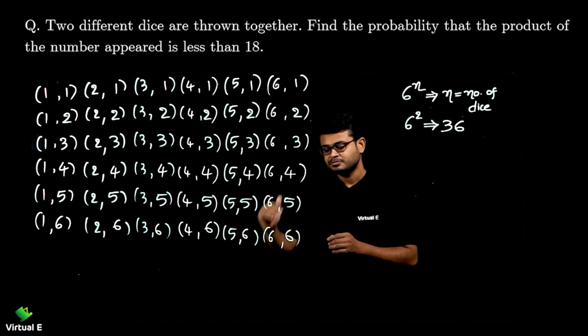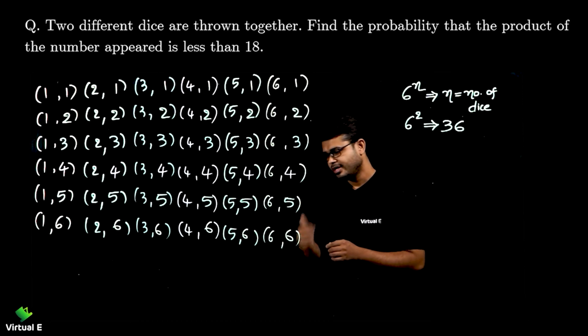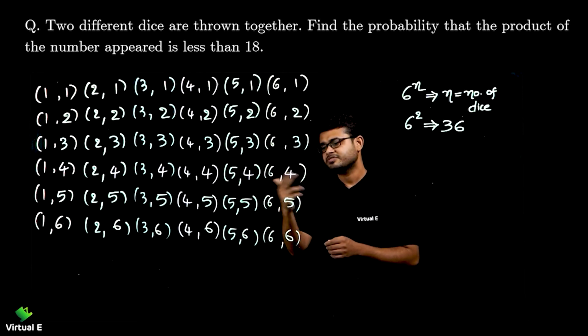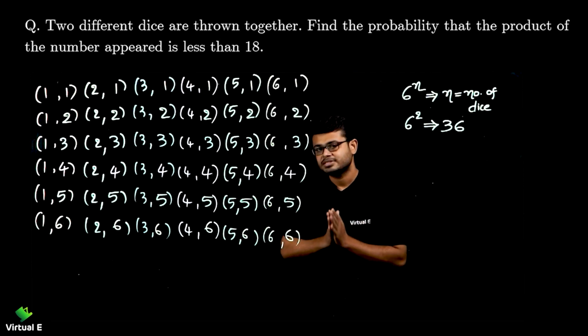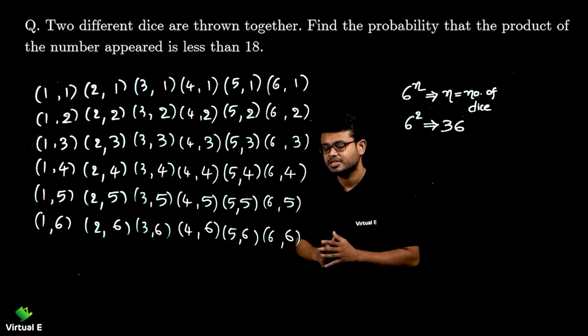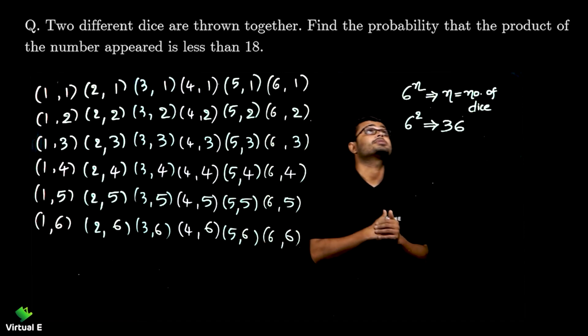6 and 6, 6 6s are 36. Okay, 6 5s are 30, 6 4s are 24, 6 3s are 18. So we are going to multiply numbers like this and we want to get the specific numbers. Let's talk about that. Let's read the question.